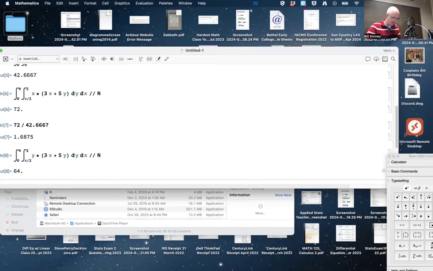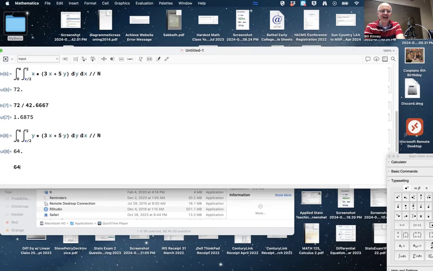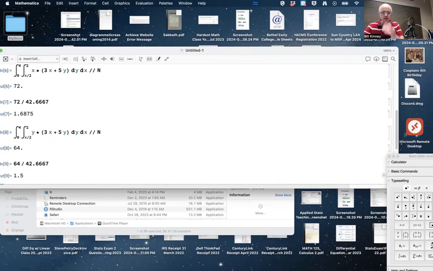Okay, so that's m sub x. And then y bar is 64 divided by 42.6667. Yes, still between 1 and 2, in fact, 1.5. No guarantee that was going to turn out so nice. But once again, you can do the integrals either dy dx or dx dy, and you should get the same answer.